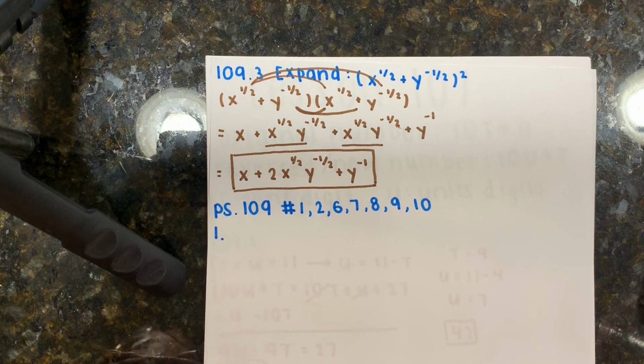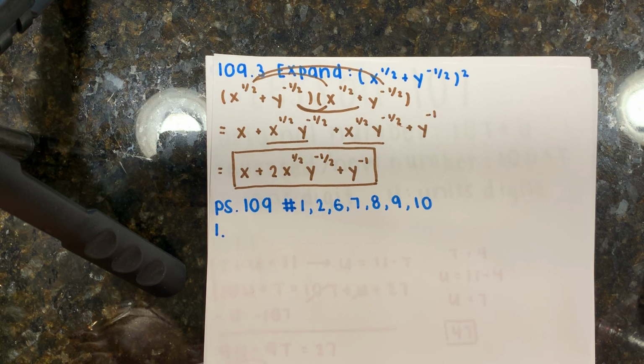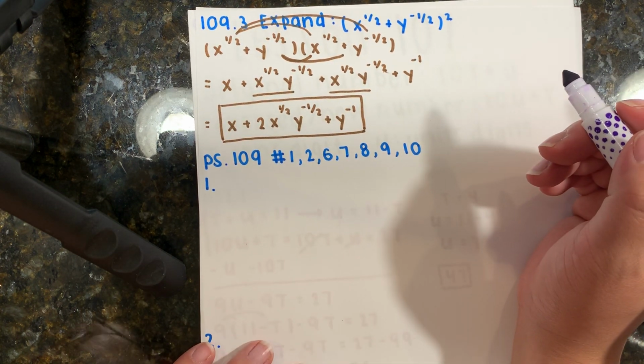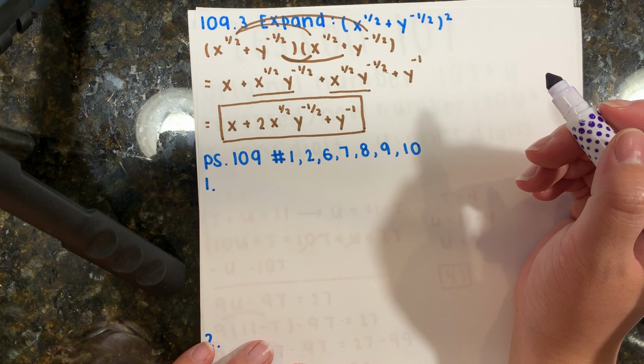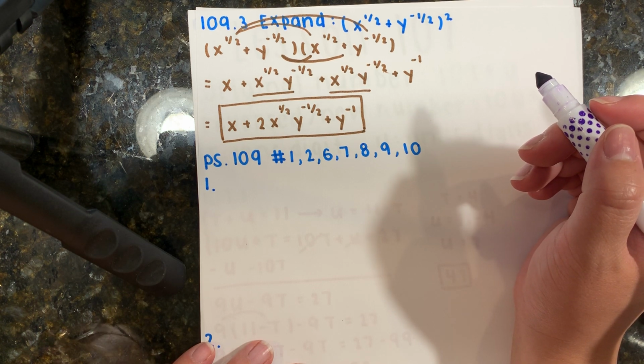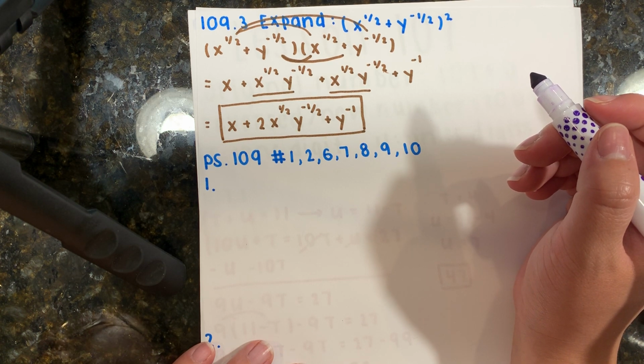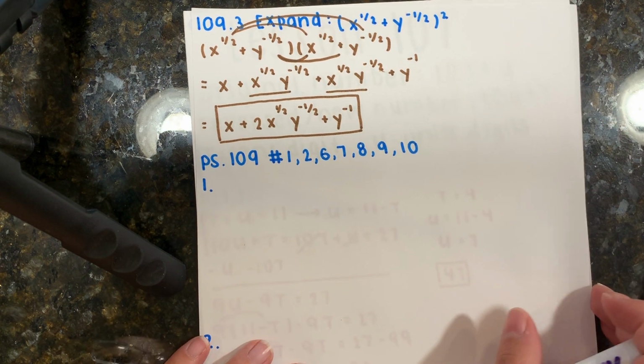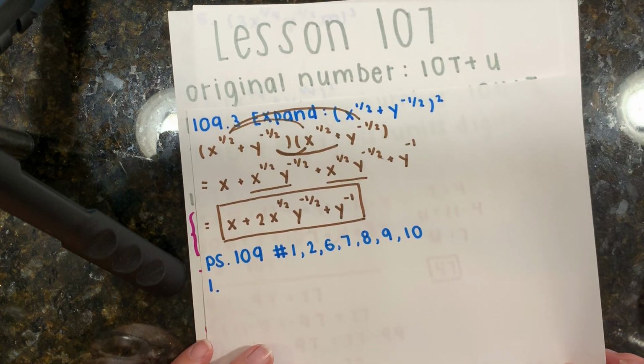Number 1, we have a 2-digit counting number that has a value of 8 times the sum of the digits. If 6 times the units digit is 5 more than the tens digit, what is the number? So this one, we're not going to use any formulas from lesson 107, but it says the two-digit counting number has a value that is 8 times the sum of the digits. So that is going to be the original number, actually.